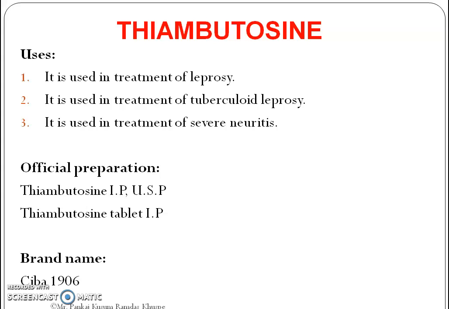Next, official preparations. The first official preparation is thiambutosine Indian Pharmacopoeia, United States Pharmacopoeia. The second preparation is thiambutosine tablet Indian Pharmacopoeia, and the brand name of this thiambutosine is Ciba 1906.